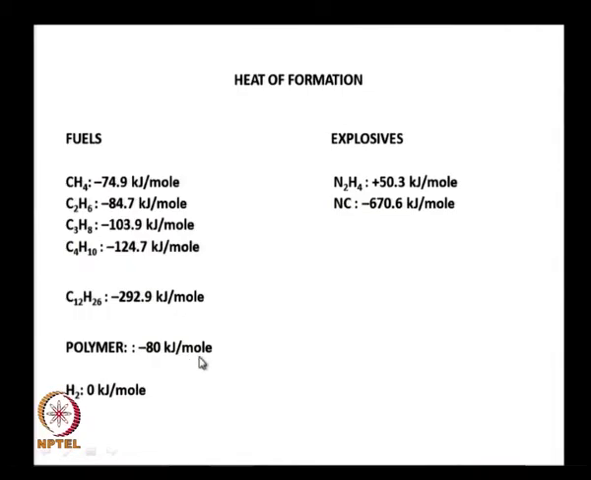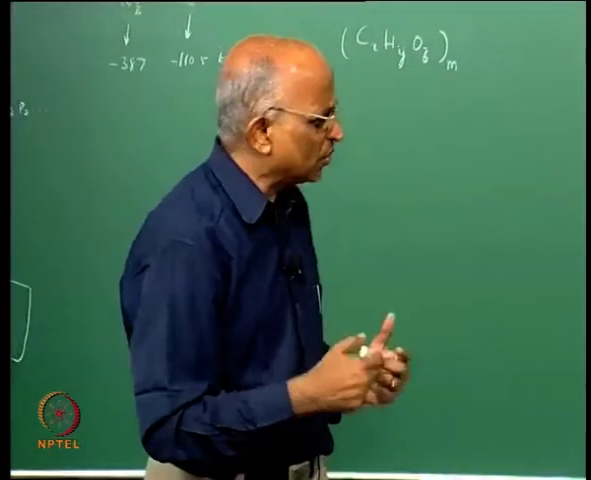When we talk of other fuel like hydrogen, well, hydrogen at the standard condition is an element and therefore the heat of formation is 0. I think for different fuels we therefore say, well, for hydrocarbon fuels it keeps increasing as the complexity of the substance increases. For a polymer it is around, let us say, minus 80 kilojoule per mole. For hydrogen, which is an element, and again at the standard condition it is 0 kilojoule per mole. Is it clear?